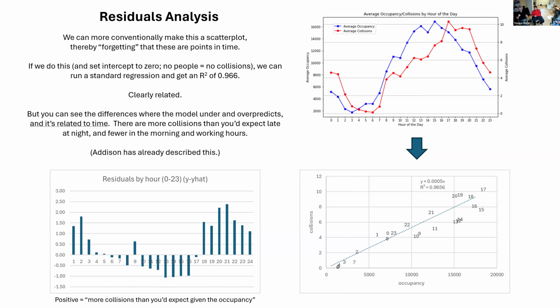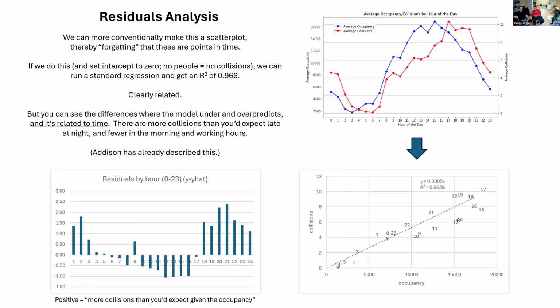But if you factor out the time component, so another way to think of this is, time alone predicts collisions, right? Even if I didn't know what the occupancy was, I could start making pretty good guesses about collisions, because there's a daily cycle to them, right? There's going to be more collisions in the middle of the day than there are at 5 in the morning.